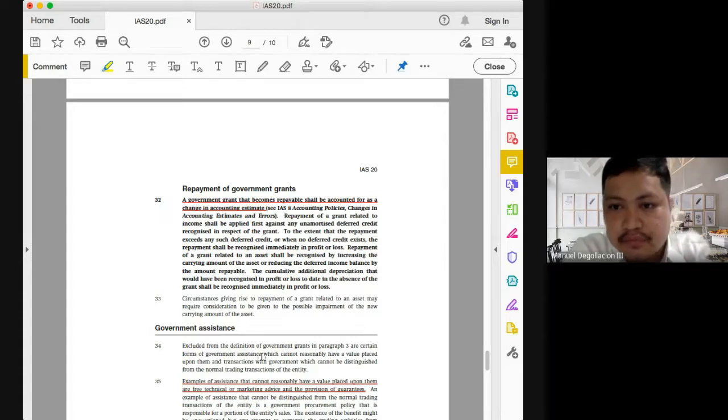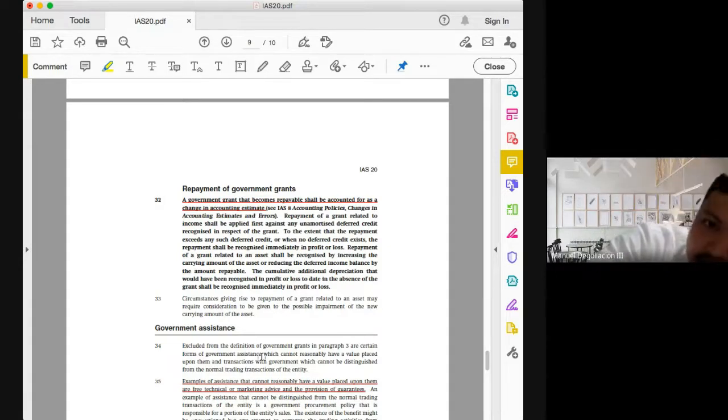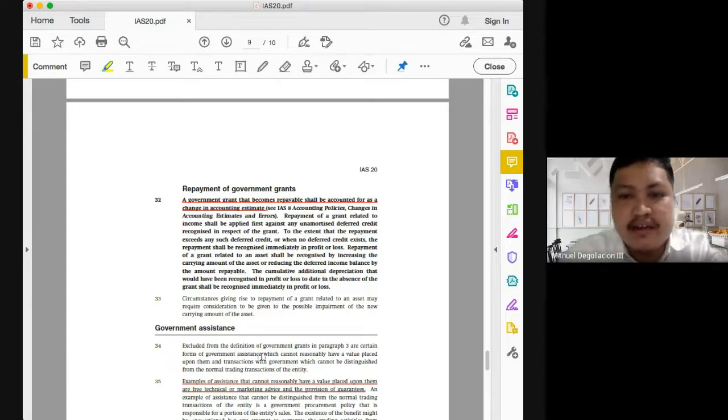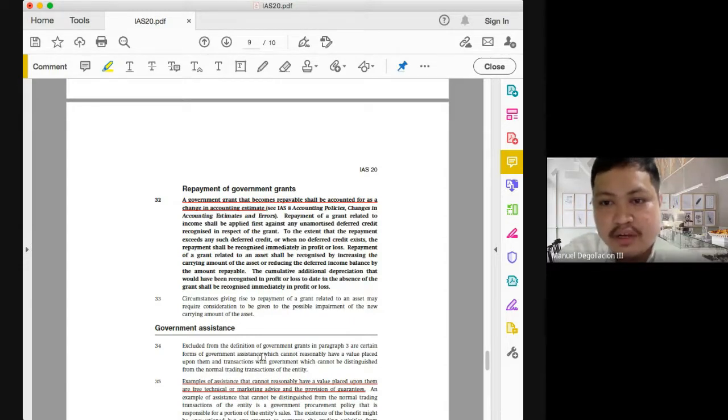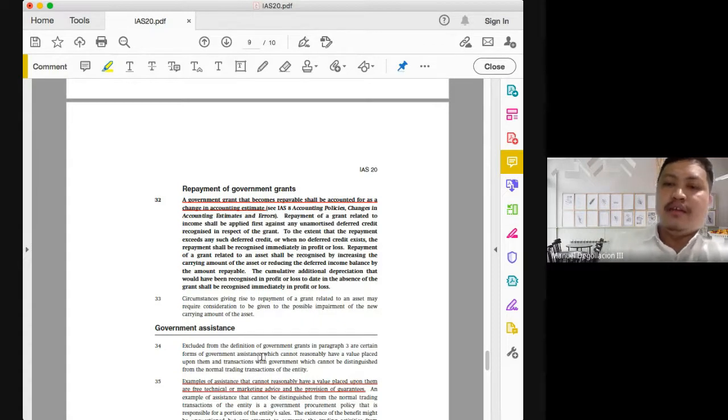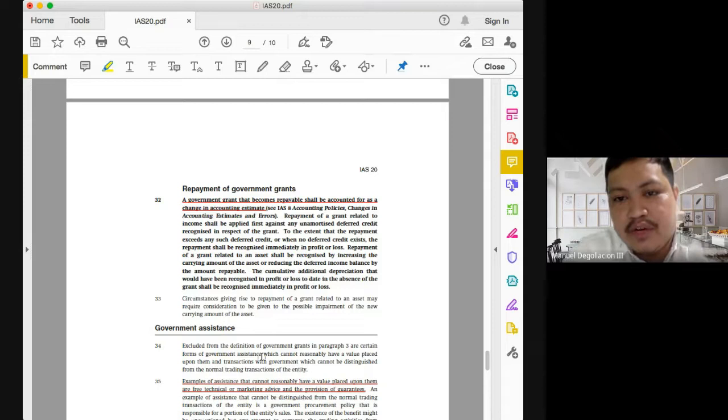Okay. For grants related to asset, class, repayment of a grant related to an asset shall be recognized by increasing the carrying amount of the asset or reducing the deferred income balance by the amount repayable. Okay. But again, you will just have to be familiar with the rules, class. This would be more interesting if you are dealing already with the problem. So what you're supposed to remember is the rule for repayment for grant related to income. Apply it first to unamortized deferred credit, okay, or charge it against the deferred income, or simply you add it back to the carrying amount of the asset.